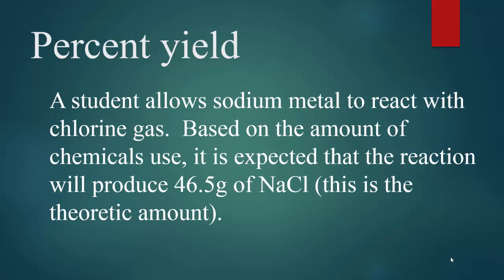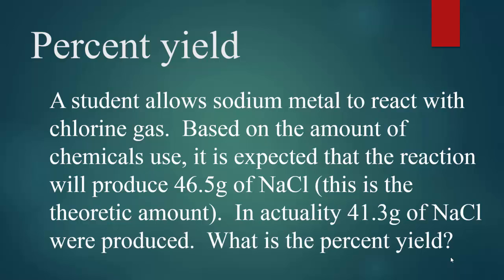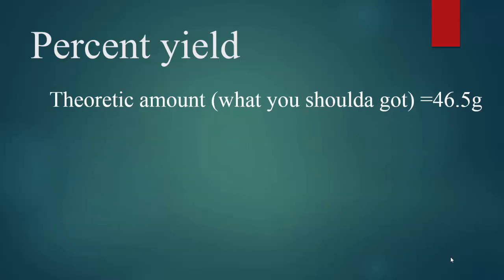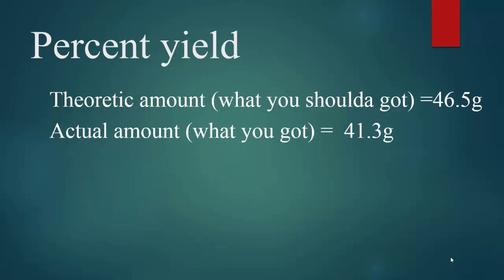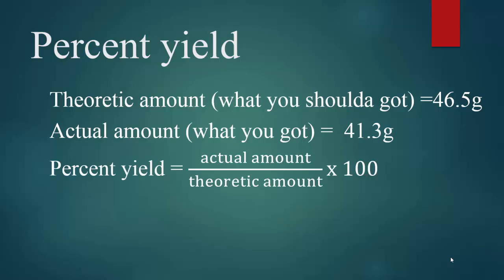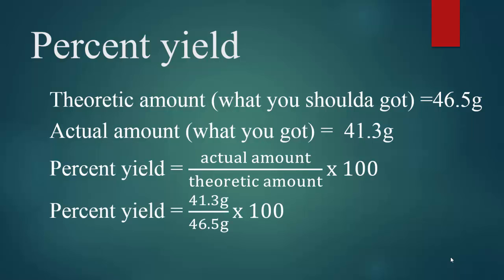A student allows sodium metal to react with chlorine gas. Based on the amount of chemicals used, it is expected that the reaction will produce 46.5 grams of sodium chloride. This is the theoretic amount. Turns out when they weigh the sodium chloride, they only have 41.3 grams. What's the percent yield? The theoretic amount, 46.5 grams. The actual amount, 41.3 grams. So you take your equation, plug in the amounts, and you get 88.8%.